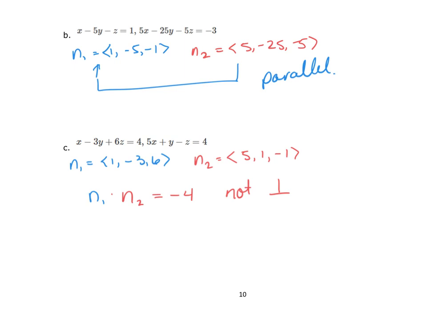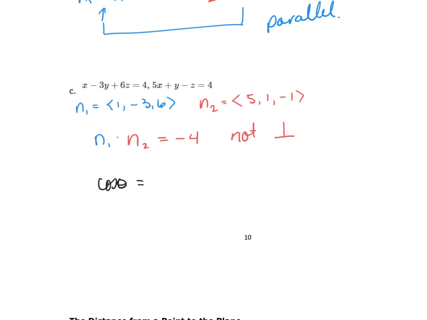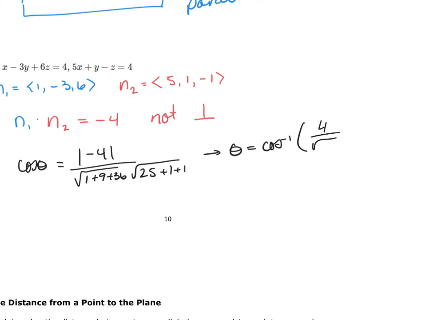If they're not perpendicular and not parallel, we're going to have to figure out the angle between them. So I go back to the cosine of theta is equal to the absolute value of the dot product, which we know is going to be 4, divided by the magnitude of each one of these. The magnitude of the first one is the square root of 1 plus 9 plus 36. The magnitude of the second one is the square root of 25 plus 1 plus 1. So my angle theta is equal to the cosine inverse of 4 divided by the square root of 1242. That gives me an angle that's approximately equal to 83 degrees. So that is the angle between those two planes.